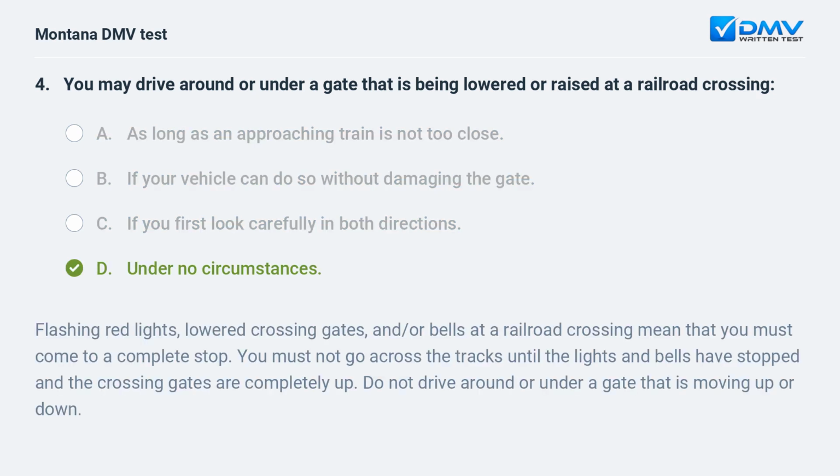D, under no circumstances. Flashing red lights, lowered crossing gates, and/or bells at a railroad crossing mean that you must come to a complete stop. You must not go across the tracks until the lights and bells have stopped and the crossing gates are completely up. Do not drive around or under a gate that is moving up or down.